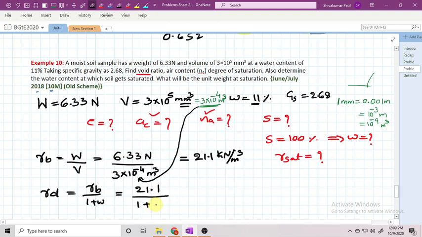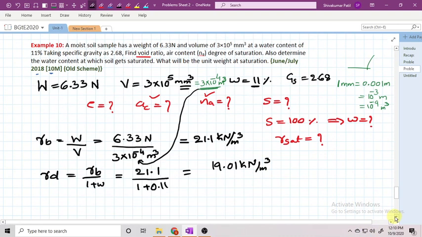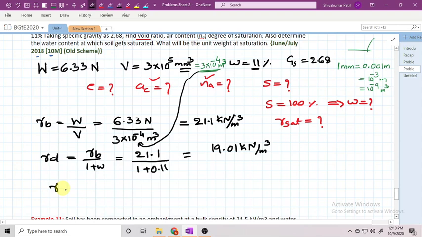What is the water content here? 1 plus water content, it is 11%, right? 0.11. So gamma D will be around 19.01 kilonewton per meter cube. Once I know the gamma D, what is the formula I have? Gamma D equals Gs into gamma W divided by 1 plus E. So I know all the parameters except the E value. I can find out that E.